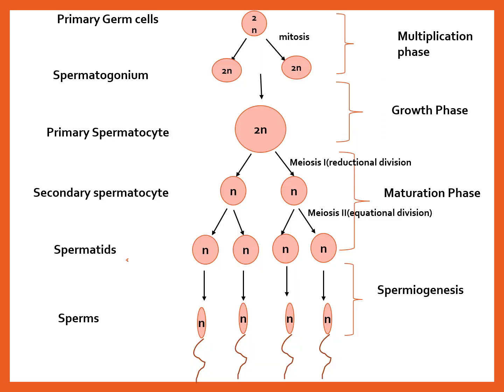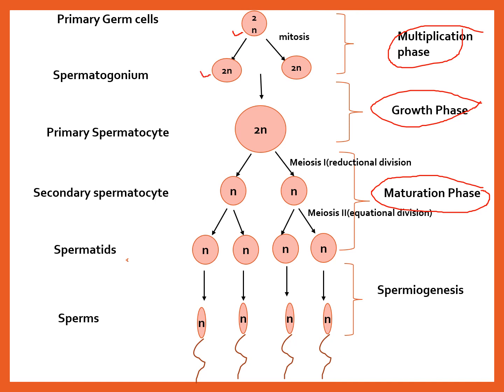This is another diagram which is easy to practice. I would suggest you learn this diagram for your examination. Here again, the spermatogenesis is divided into 3 phases, which are the multiplication phase, growth phase, and maturation phase. And the differentiation phase, that is your spermiogenesis, is shown over here at the last. So here you have the primary germ cell, which has 2n chromosomes. They will divide and form the spermatogonial cells, which also have 2n chromosomes.